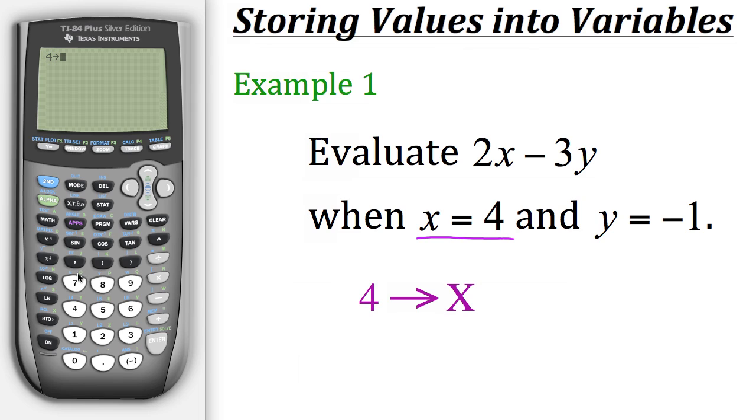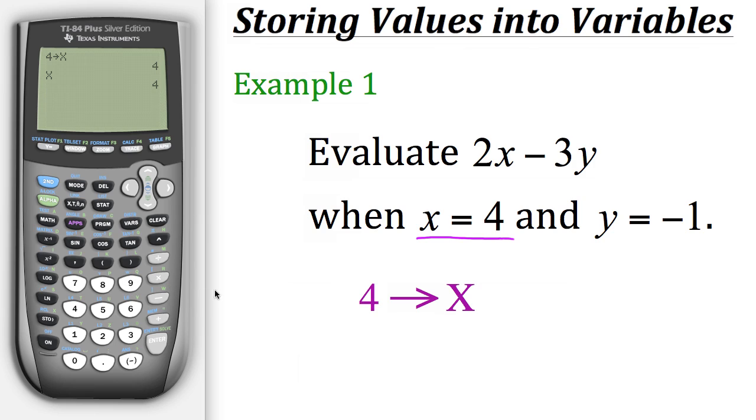Now we just need to tell the calculator which letter we want to store the value into. And to keep things simple, let's just store it into the letter x. And then hit enter. So at this point, whenever we recall the letter x on the home screen, it'll give us its respective value that we assigned it, which is 4.